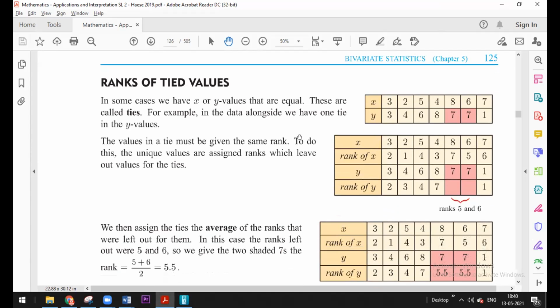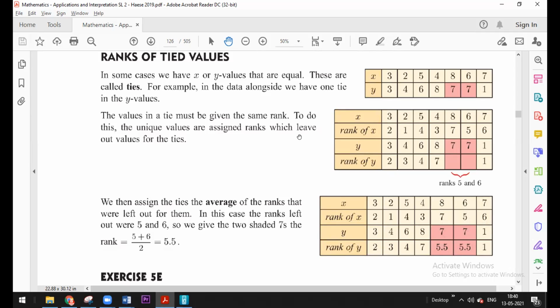This is the ranking of tied values. Sometimes the rank will be the same. Suppose the data is 7 and 7. How will you rank this? Right now you would give ranks 1, 2, 3, 4, but the 5 and 6 ranks are combined, so you give both of them a rank of 5.5. You take an average. Suppose 7 comes 3 times; you give the ranks 5, 6, 7, and take 5 plus 6 plus 7 divided by 3. Whatever decimal comes, you have to write it there. You got this part? Otherwise I'll read it.